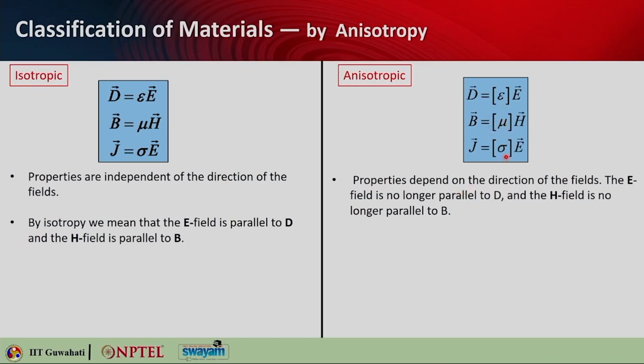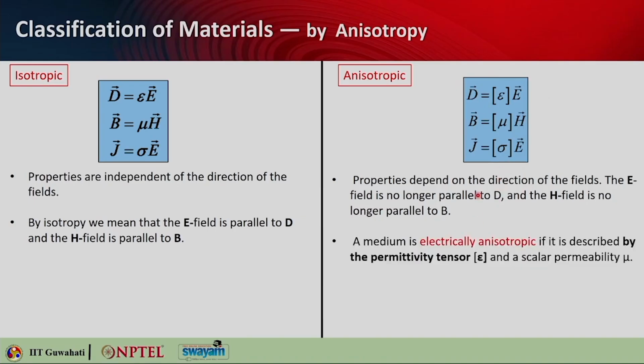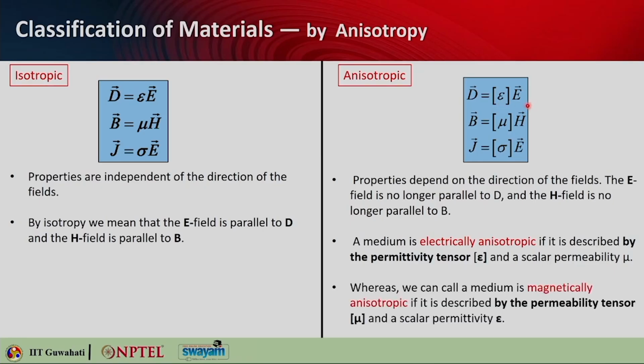Now coming to the anisotropic case, obviously it means that the properties here, epsilon, mu and sigma, depend on the direction of the fields. It means you can no longer say that E is parallel to D or H is parallel to B and so on. You have to compute the actual direction for each of these fields. Fine. So in that case, when a material becomes electrically anisotropic, it has to be described by a tensor, and we call this the permeability tensor, and it will also have a scalar permeability.